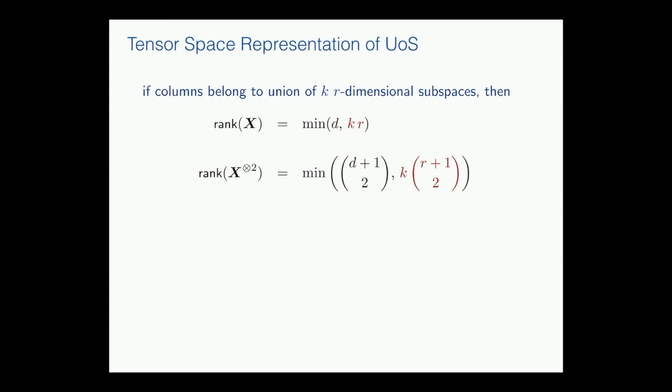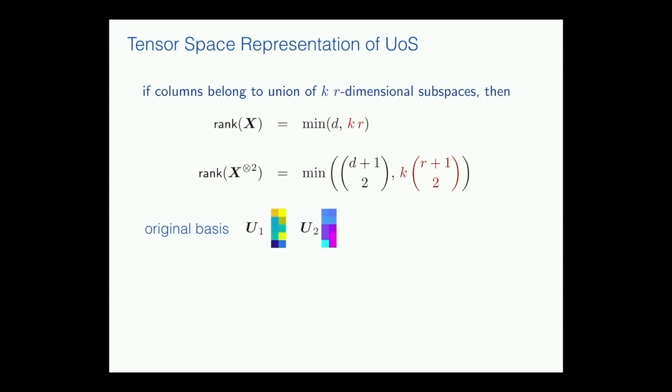R plus 1 choose 2 is basically the dimension of subspaces when you lift them to this quadratic representation. And I'm highlighting in red the k times r and the k times r plus 1 choose 2. We're going to assume that the dimension is large. And so really, let's just keep in mind that the min is going to be the k times r or the k times r plus 1 choose 2, because that's what we're going to keep track of.